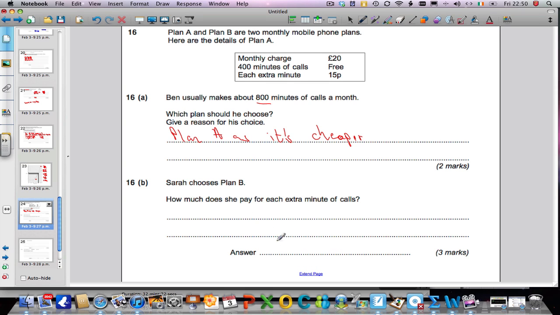So she gets charged 30p per minute, and that's where you pick up your 3 marks. So use the gradient, work out the gradient.